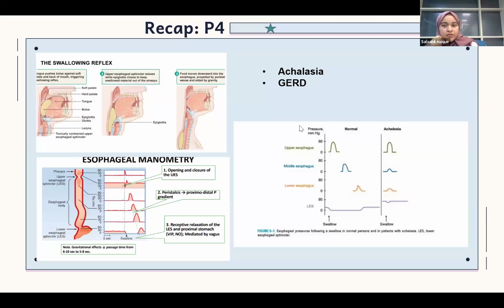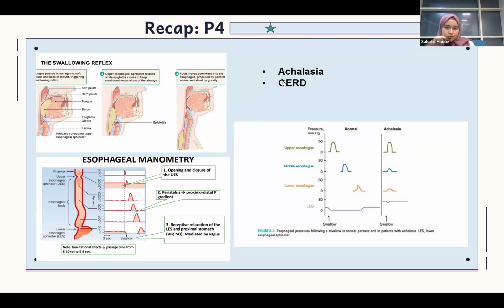Okay, then you guys talked about achalasia, which I also briefly touched upon. As I said, loss of inhibitory neurons results in excessive contraction and prevention of food going from the esophagus to the stomach. Okay, it has a classical bird beak appearance, etc., etc.